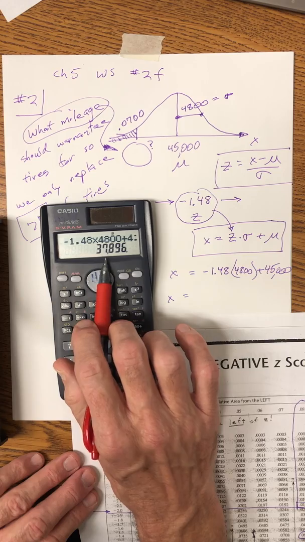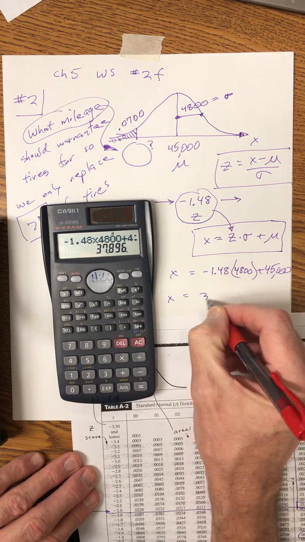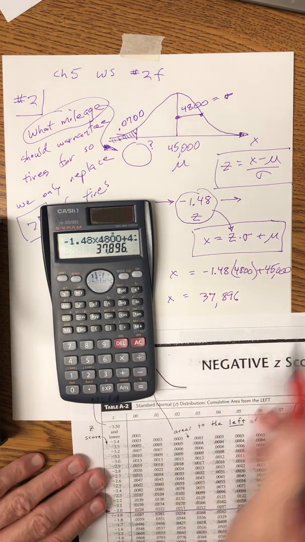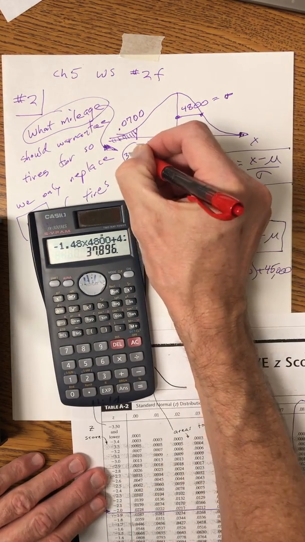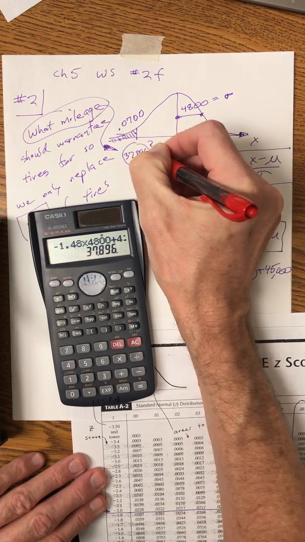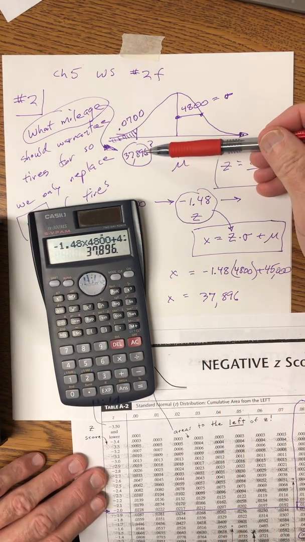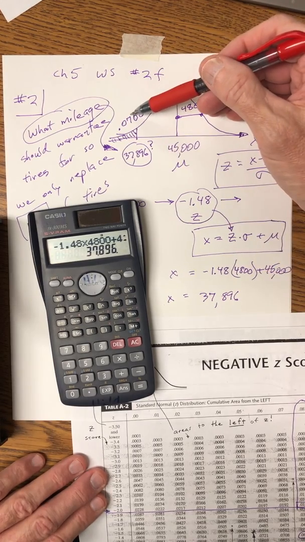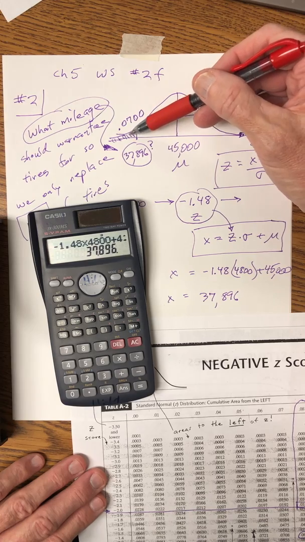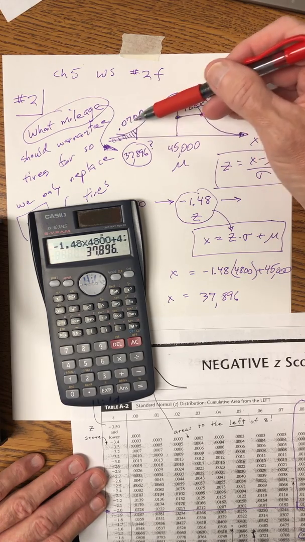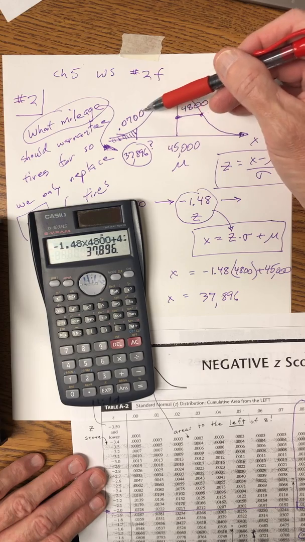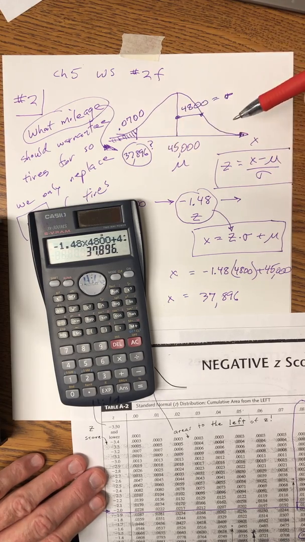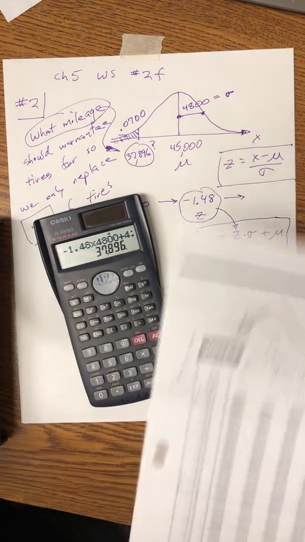Then that turns out to be 37,896. And that'll be this number right here, 37,896 miles. So if we guarantee our tires for 37,896 miles, only 7% of them will last less than that amount of time. So we'll have to replace about 7% of these tires if we guarantee them for 37,896 miles. So that's problem number 2.